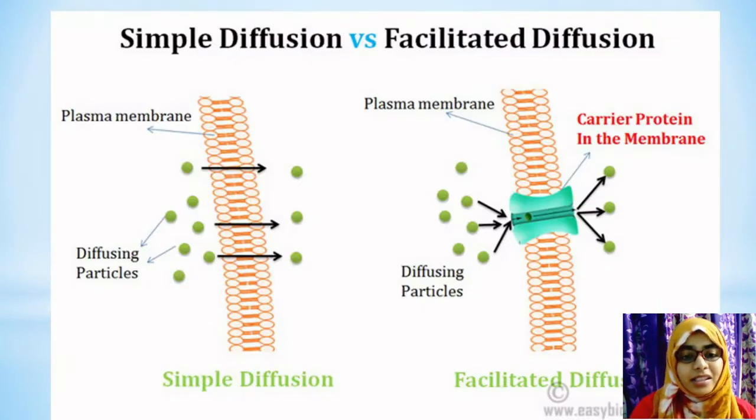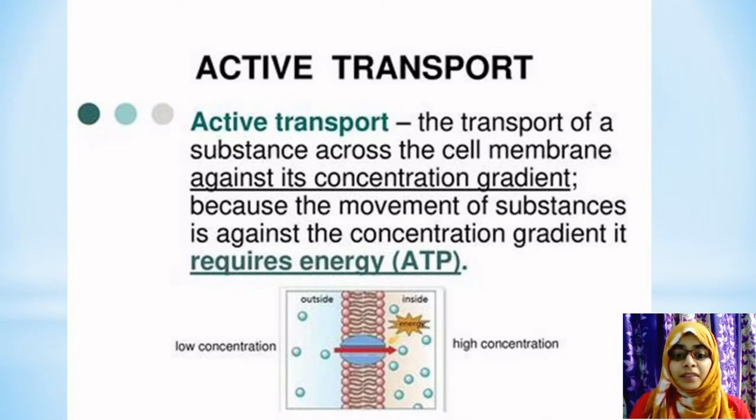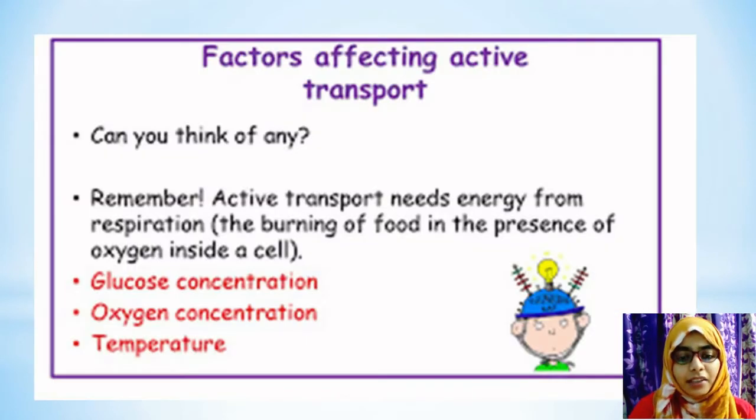Next, what is the difference between simple diffusion and facilitated diffusion? Next, active transport, that is, movement of substances against the concentration gradient. You require a certain amount of energy for the movement of substances because they are going from low concentration to higher concentration, against the concentration gradient. And what are the factors affecting active transport? How does active transport take place?